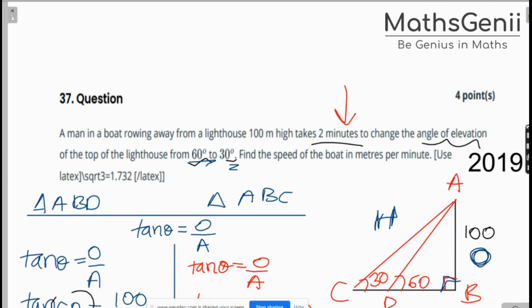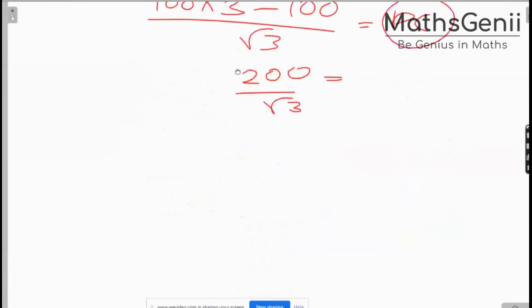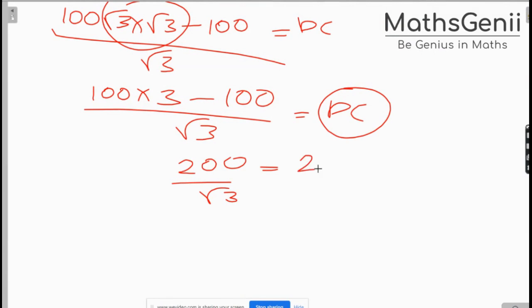So first it was driving for X minutes. It's not driving, it's rowing. You row the boat. So X was his rowing time, and then after that for DC he took 2 minutes. So DC is 2x. So in place of DC I am writing 2x. Okay, so x is equal to 200.